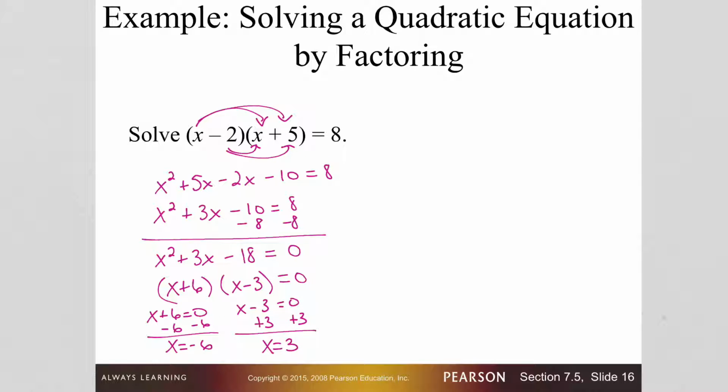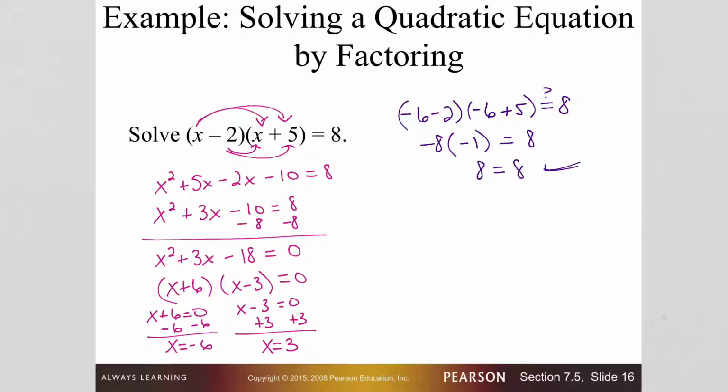Now I'm going to check my work to make sure that they really are my solutions. So I'm going to put negative 6 in both of those places where I see x. So negative 6 minus 2 times negative 6 plus 5. And I'm hoping that it equals 8. Negative 6 minus 2 is negative 8. Negative 6 plus 5 is negative 1. Negative 8 times negative 1 is positive 8, and positive 8 does equal positive 8. So I do know that that is a good answer.